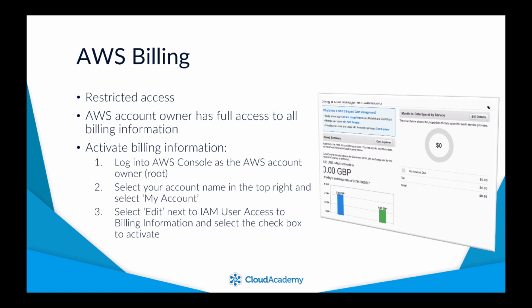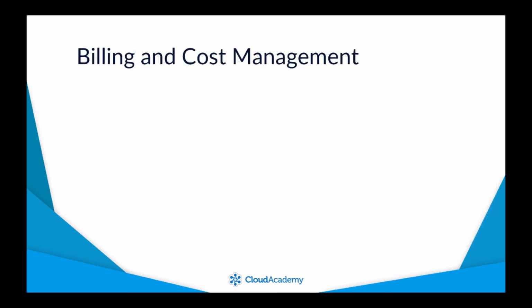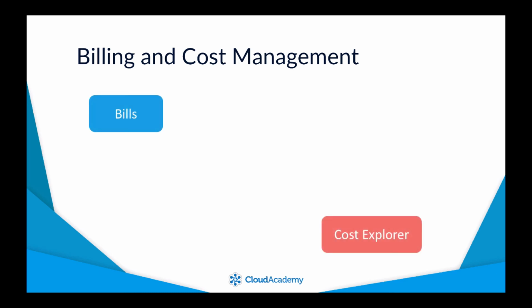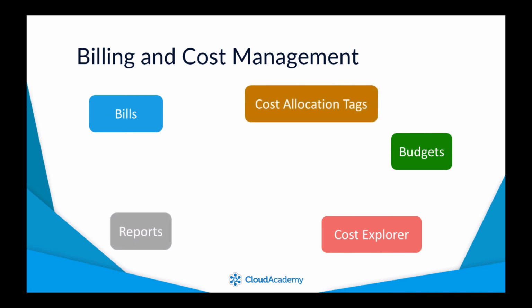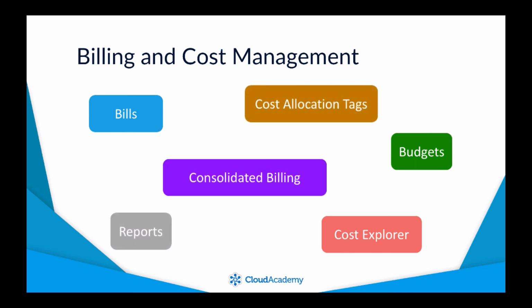From here, you are able to access information such as your bills, budgets, reports, payment history, and method of payment, etc. Clearly, this is very sensitive information. If you require other users to access billing information, you have to grant specific permissions via an IAM policy. Let's take a high-level overview at some of the most common topics within billing and cost management. These being bills, cost explorer, budgets, reports, cost allocation tags, and consolidated billing.